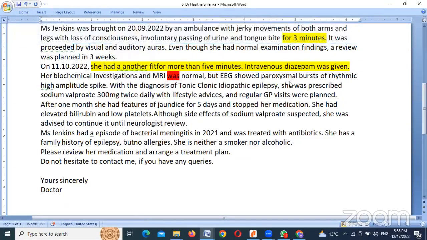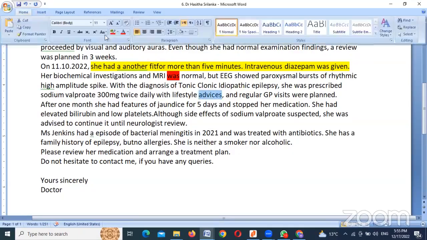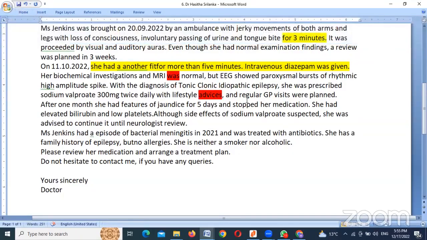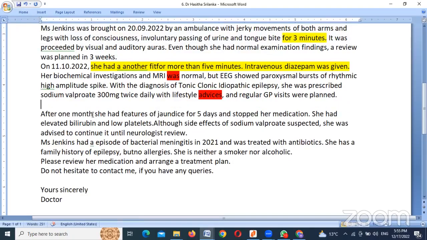But EEG showed worsening this and that with the diagnosis of tonic-clonic epilepsy. Again, it is written in capital here. It should be small. Okay. She was prescribed sodium valproate 300 milligram twice daily with lifestyle advices. Advices, we don't write in plural, it is uncountable. And regular visits were planned. Okay, good. After 1 month, we need a comma here.